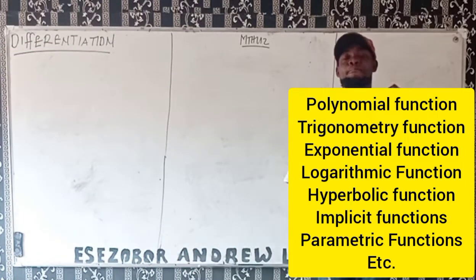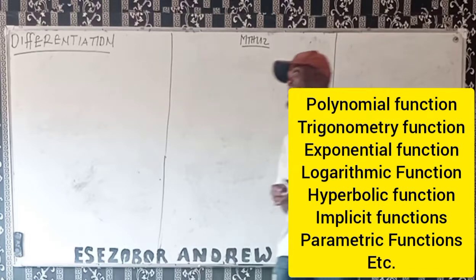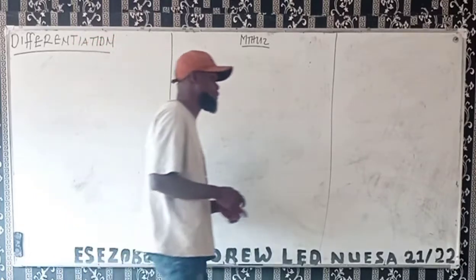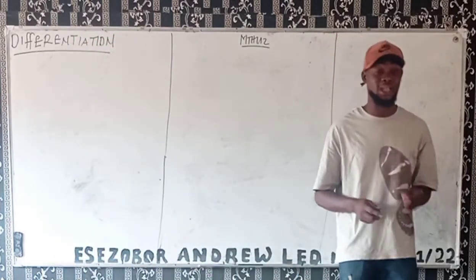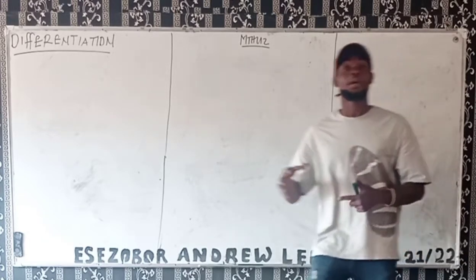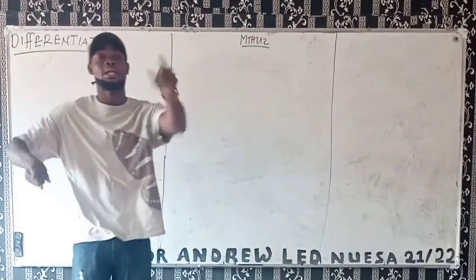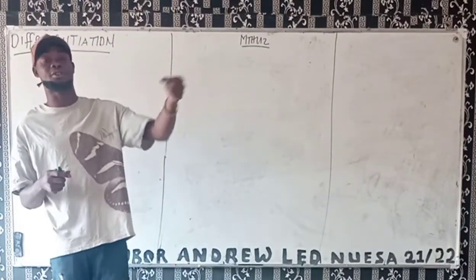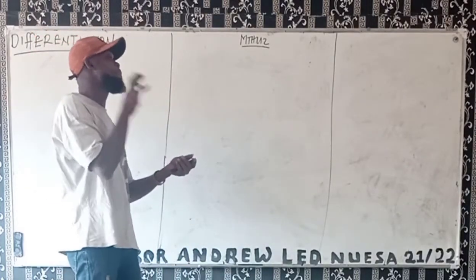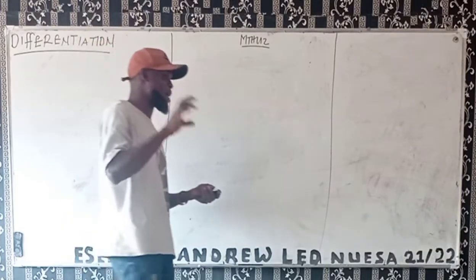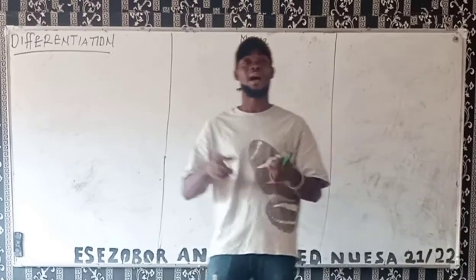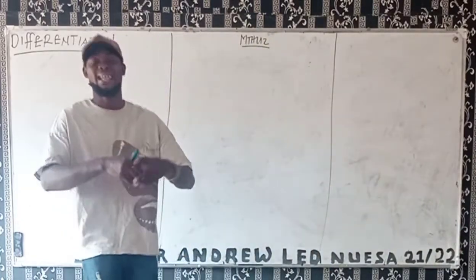We have implicit functions. Then we have parametric functions. Please take note of those functions that I'm calling out, because we are going to be treating them one after the other. We also have inverse trig functions, hyperbolic functions, and they also have inverse hyperbolic functions, etc.